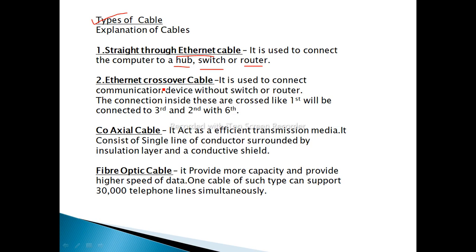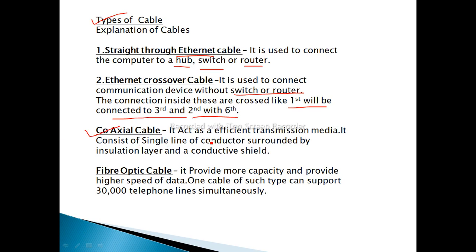Ethernet crossover cable, these cables are crossed with each other. It is used to connect communication devices without a switch or router. Here we don't need any switch or router. The connections inside these are crossed, like the first will be connected to the third and the second will be connected to the sixth only.